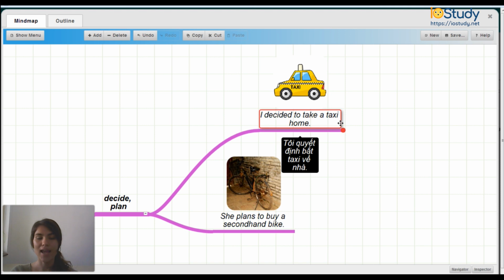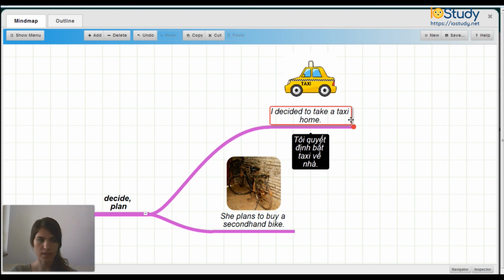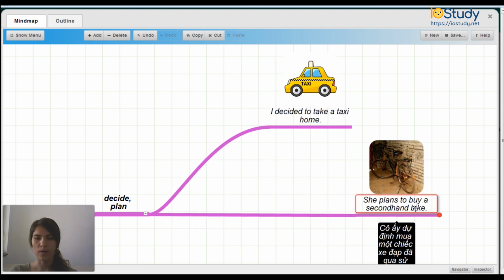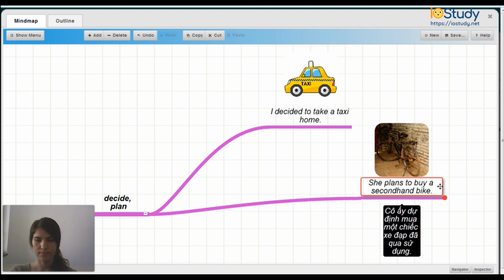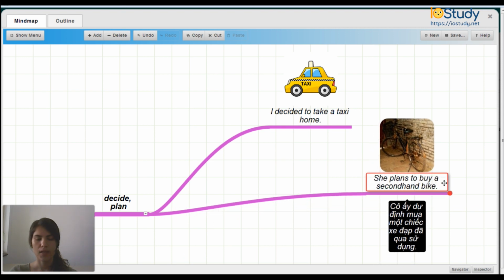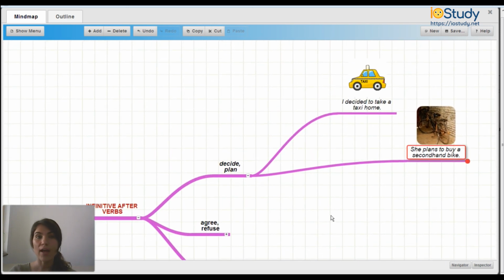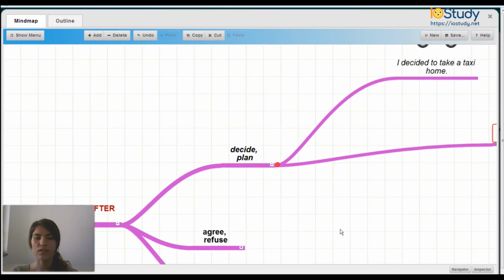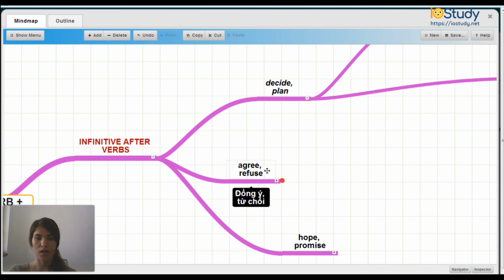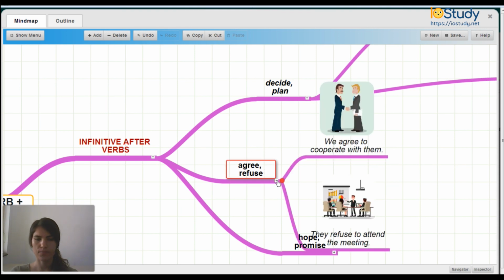I decided to take a taxi home. She plans to buy a secondhand bike. So, as you can see in both of these examples, we're using the infinitive after the verb when using decide and plan. So, let's go down to the verbs for agree and refuse.